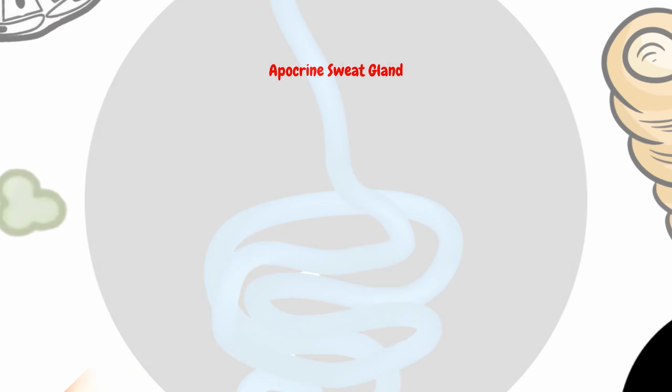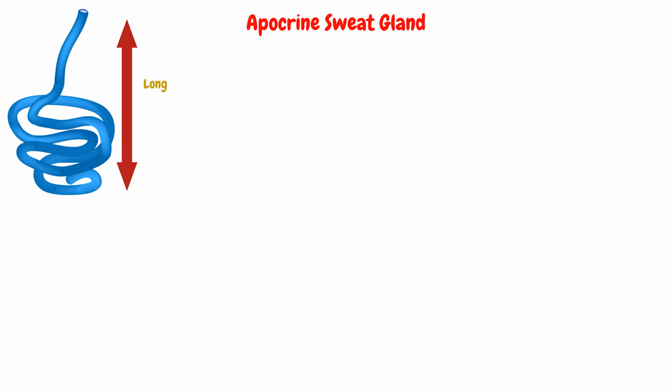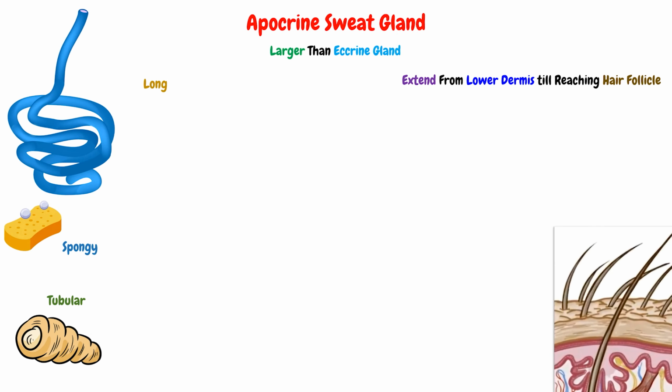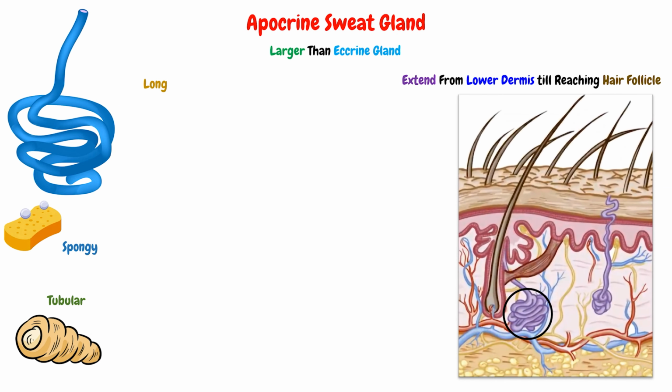The apocrine sweaty gland is a long, spongy, and tubular structure. This gland is larger than the apocrine gland and extends from the lower dermis till reaching the hair follicle where it opens. So the apocrine gland, unlike the apocrine gland, opens on the hair follicle, not on the skin surface.